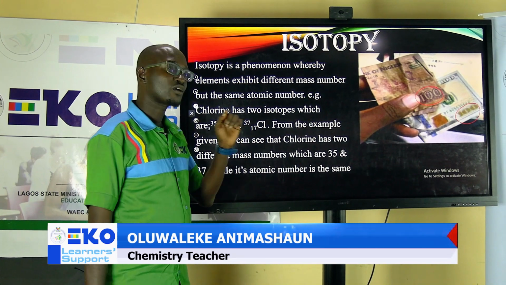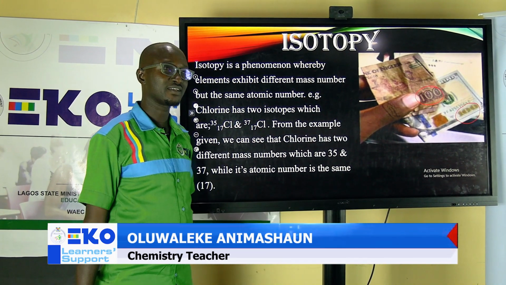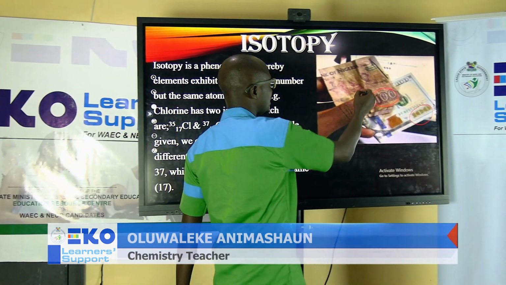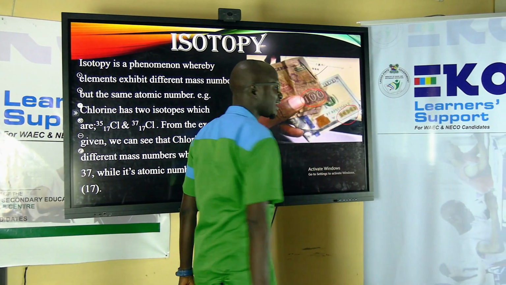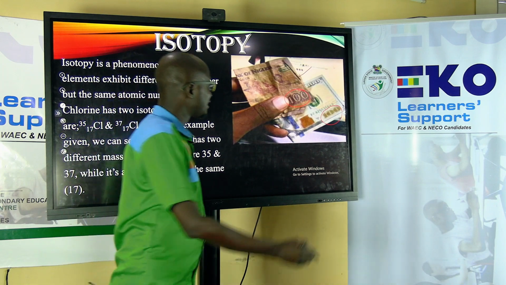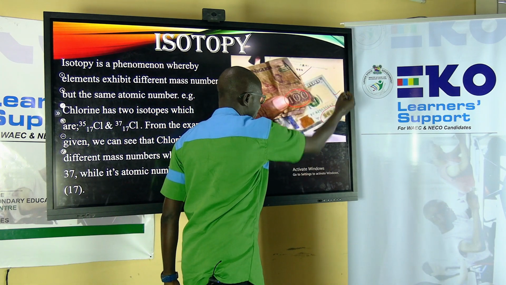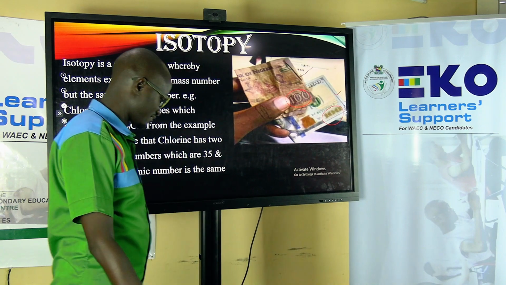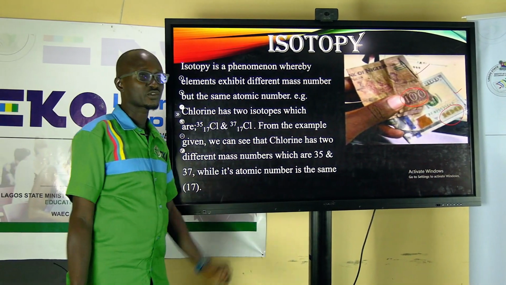If you take both currencies to the markets in Nigeria of today, in fact, I can tell you that the currency here can hardly buy anything. It cannot even buy anything, while this one can get you a lot. So what are we trying to say here? This is what isotopy is talking about.